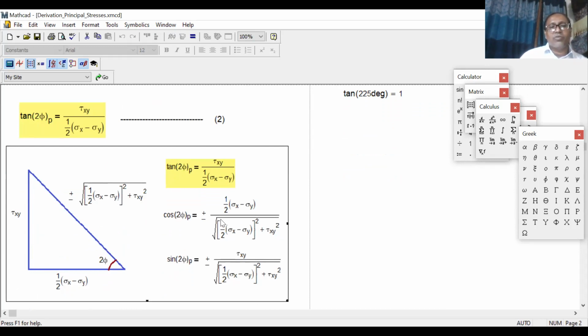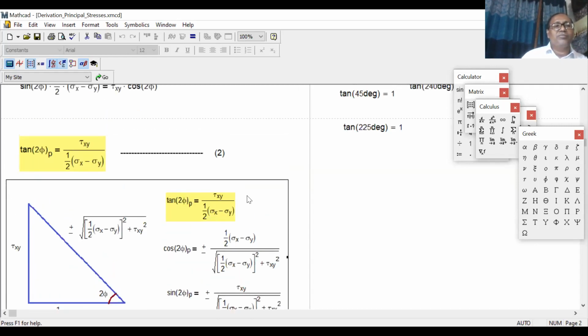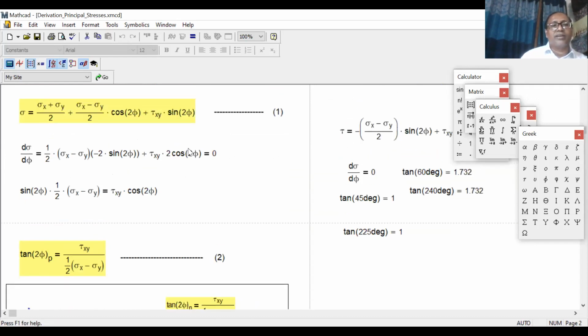From there, you figure out cos 2 phi. Cos 2 phi p equals base by hypotenuse. Now for the hypotenuse, there is a plus minus sign. I am keeping the plus. Okay. Similarly, I figure out sin 2 phi, perpendicular by base. So now you see, I have the sin 2 phi p value and the cos 2 phi p value. These two values, I will put in mother equation 1.